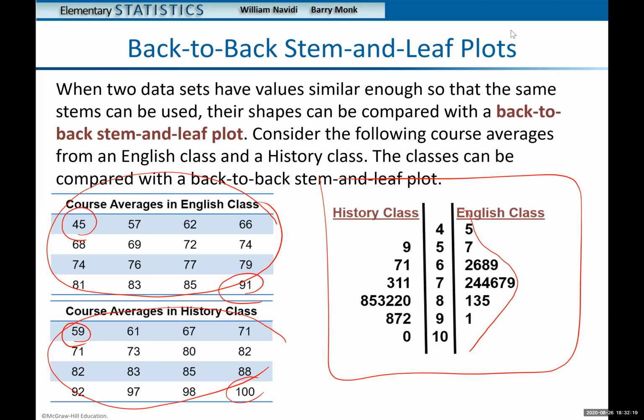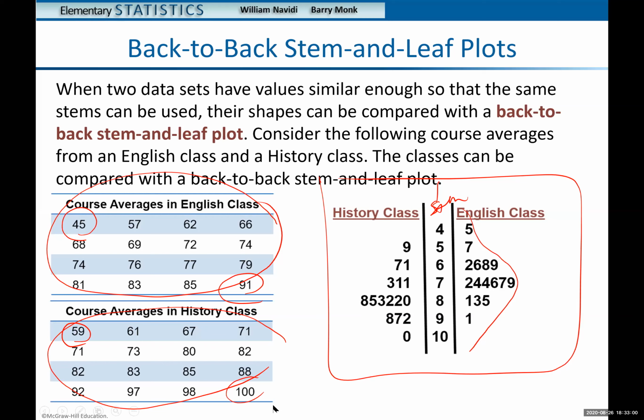Also, speaking of later, you're going to see something like this on your classwork. If you have back-to-back stem and leaf plots, all you have to do is create 3 columns. This is your stem, and let's say this is history and English. You just have to type the numbers in those 3 columns. You're going to see a problem like this later for the classwork.